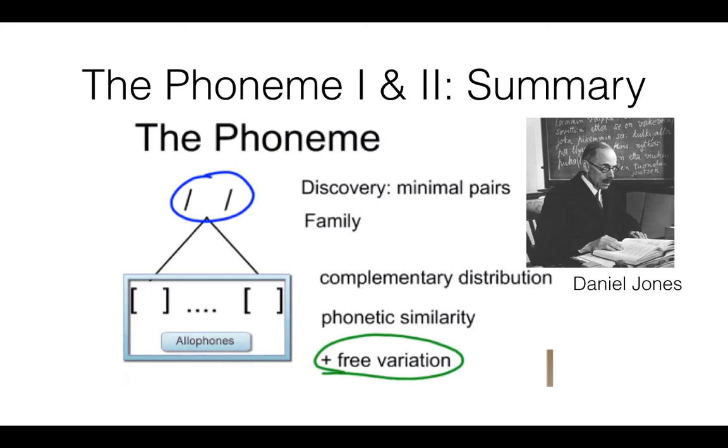We have other criteria: complementary distribution and phonetic similarity. So it's the same phoneme. So what if you have minimal pairs? If you have minimal pairs, you are not going to tell me that I have two allophones; I have two phonemes. You have a phoneme here and a phoneme here. Paul, Hawk, L and K. These are different phonemes.